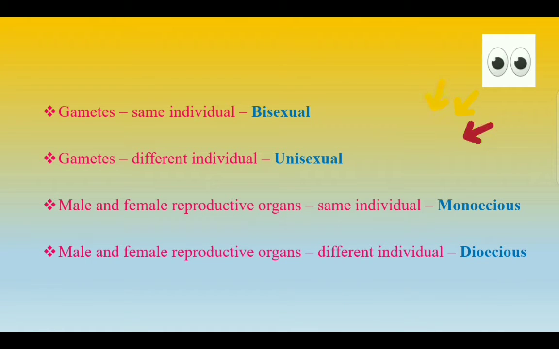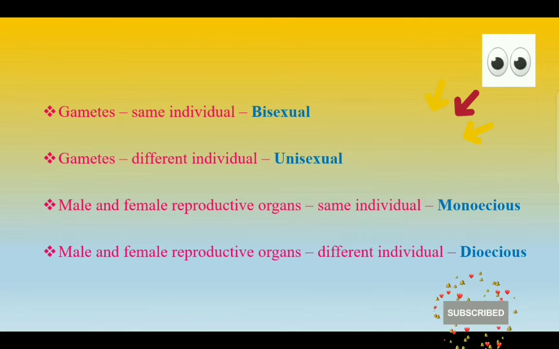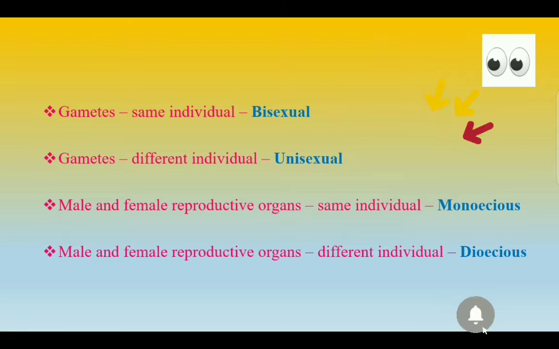So, what is bisexual? Gametes present in the same individual. Unisexual, gametes produced in different individuals. Monoecious, male and female reproductive organs produced on the same individual. And dioecious, male and female reproductive organs produced on different individuals.